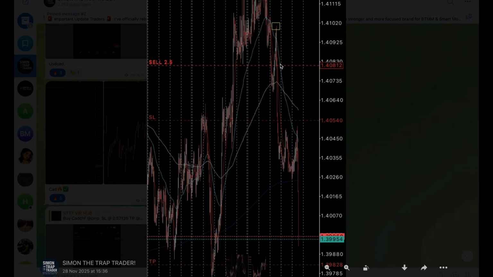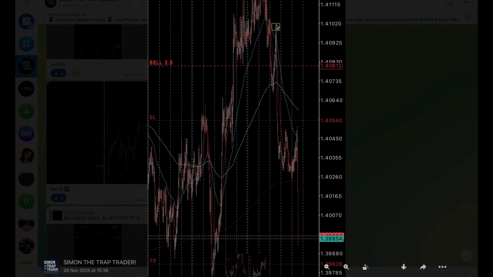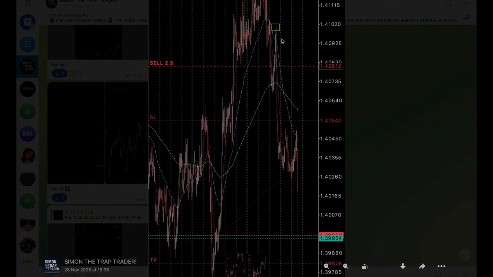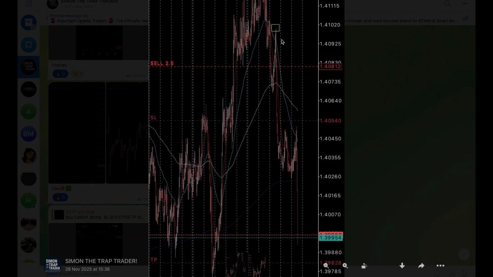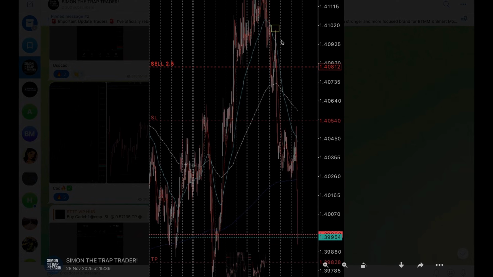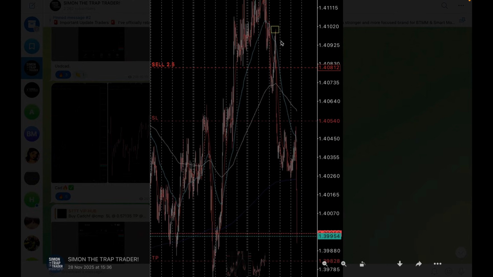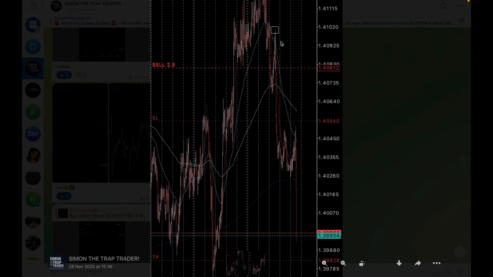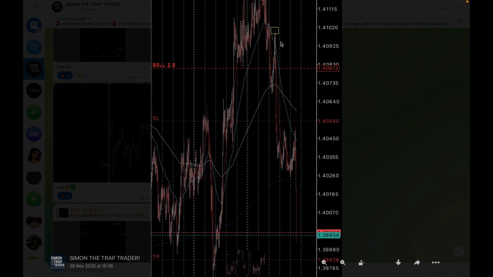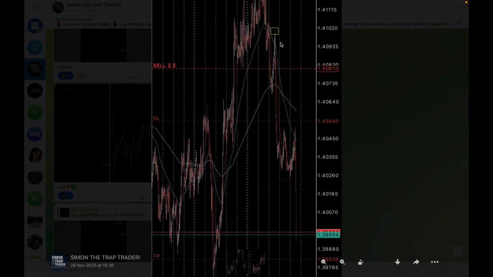Not one of my best entries. I usually want to take my entries right at this point, but I got busy. But we did take advantage of this move, even though it was a bit late. As I always preach, make sure that you manage your risk at all times. All right, so let me explain levels first, and then we can take it to the chart.